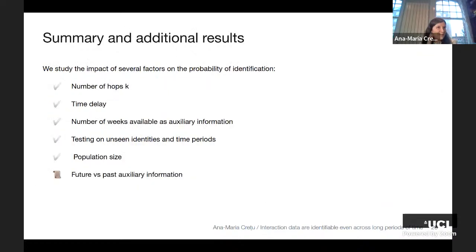And there is one other aspect which I'm leaving out for this presentation in order to not talk too much. We looked at what would happen if we invert the time period. So we train on future data and we test on past data, and the impact on the accuracy is not significant.